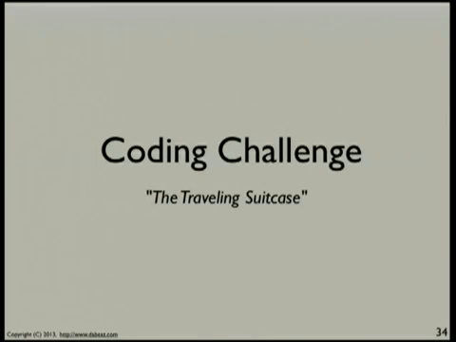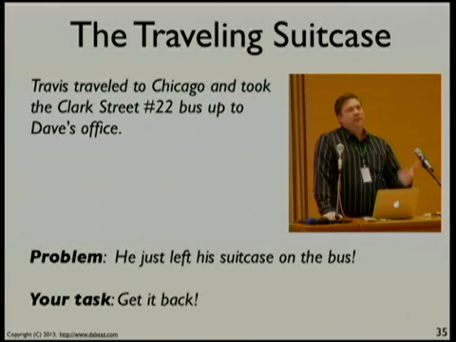This is actually inspired by a true story, which I'll explain in a second. But here's the problem. This is a Chicago-themed story. So the guy in the picture there, that's Travis Oliphant, who, if you don't know who he is, is basically the creator of NumPy, a very popular library in Python. He came to visit me in Chicago about a year ago, took the bus up to my office, got off the bus and left his suitcase on the bus. Now, leaving your suitcase on a Chicago city bus and having it drive away, you basically just assume that it's gone. Forget about it. You're never going to see that again.